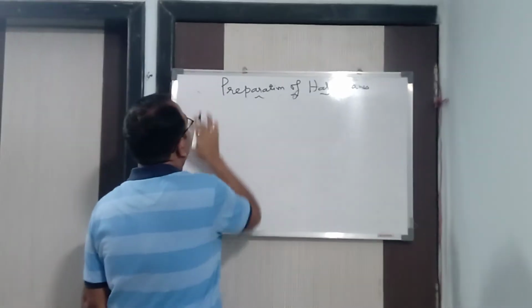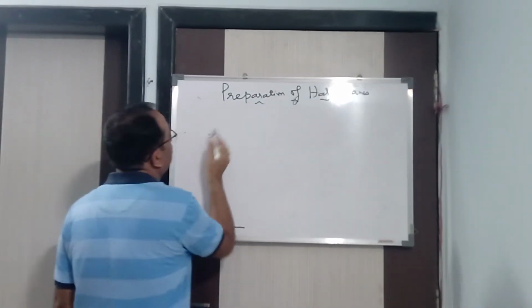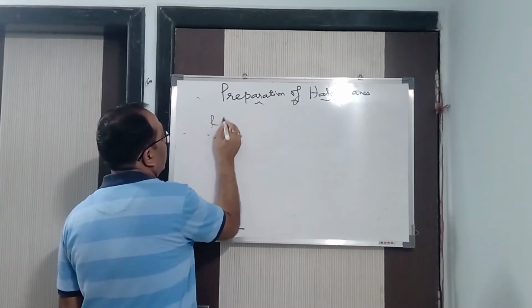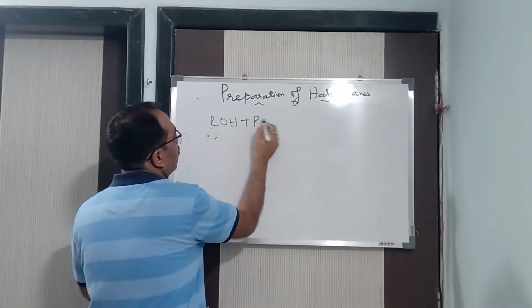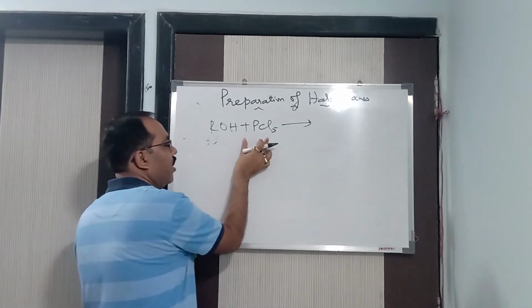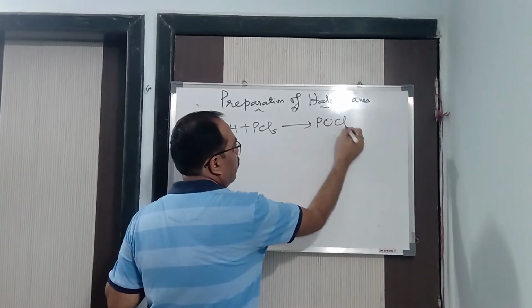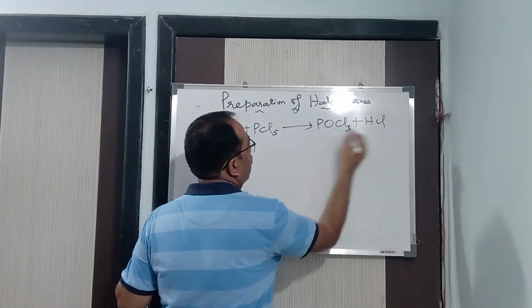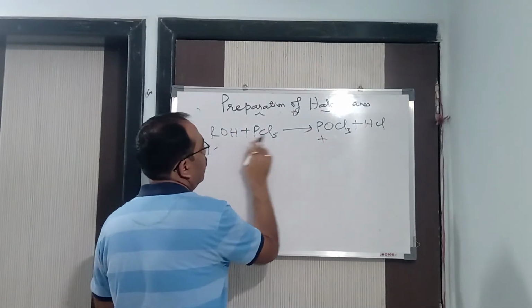Okay, next we will do preparation from phosphorus halides. Suppose you take alcohol. Alcohol, when it reacts with PCl5, remember it, whenever you are doing any reaction with PCl5, then POCl3 and HCl are compulsory products. Remember it. What I said, POCl3 and HCl.